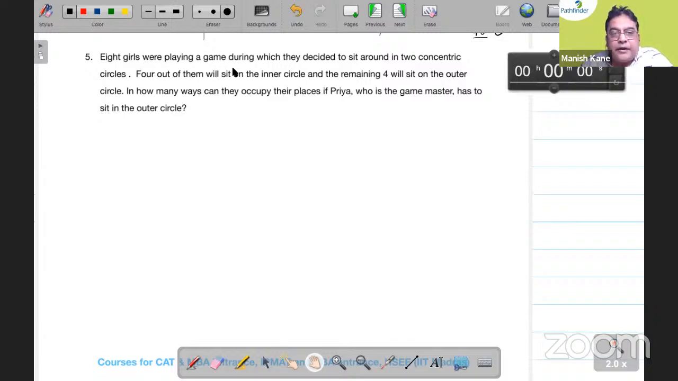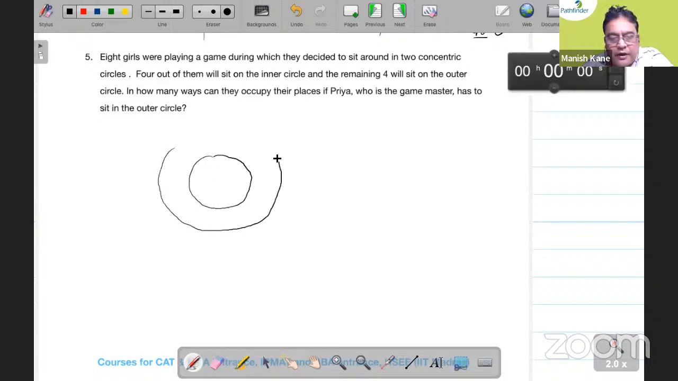See, 8 girls were playing a game during which they decided to sit around in two concentric circles. So here we have two concentric circles, one, and around that we have another. Please assume them to be circles. So 4 of them will sit in the inner circle like this at these places, and 4 of them will sit in the outer circle. There are 8 girls, out of which one of the girls is Priya, who is also the game master, and the game master has to sit on the outer circle.